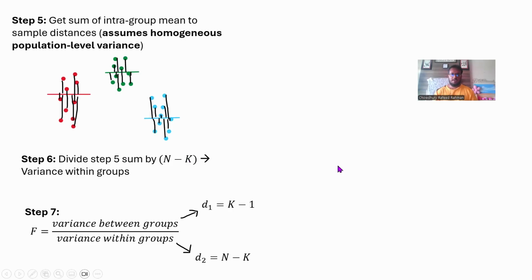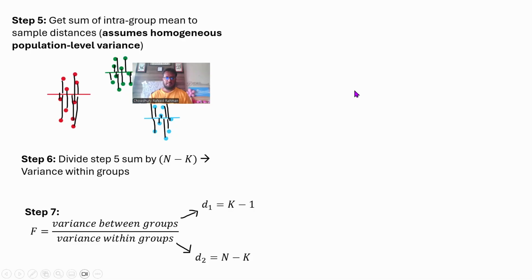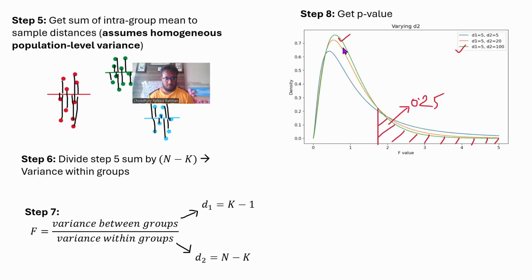Now, step 8 is to get the p-value. In order to get the p-value, we need to understand how the F distribution looks. For different d1 and d2, you can see that the F distribution can vary quite a lot. So let's assume that we have d1 equal to 5 and d2 equal to 100. In that case, the F distribution will look like the green curve. And you can see that, for example, suppose our F value is 1.8, in that case, this entire area, which is marked as red, is going to indicate our p-value, which is 0.25 right here.